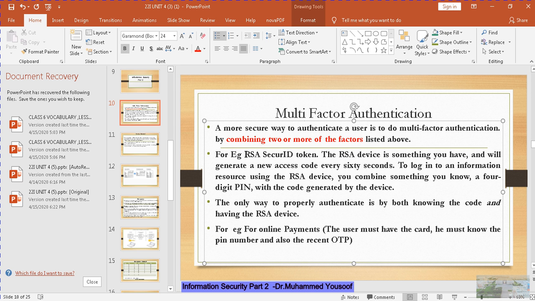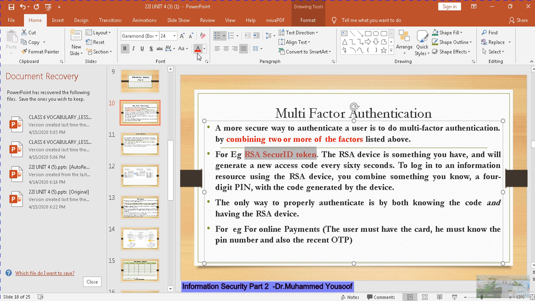One of the commonly used things is called a secure ID token. I will explain this idea. If you are going to use online banking in some banks, they give you a small device, and you know what that device will do? It generates a new number every 60 seconds. Every 60 seconds a new random number is generated.